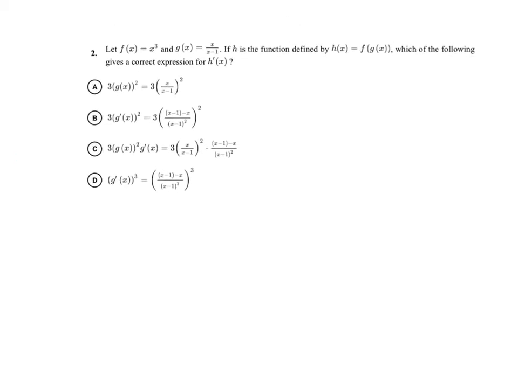Okay, for number 2, they say let f of x equal x cubed and g of x equal x over x minus 1. If h is the function defined by h equals f of g, which of the following gives the correct expression for h prime of x?